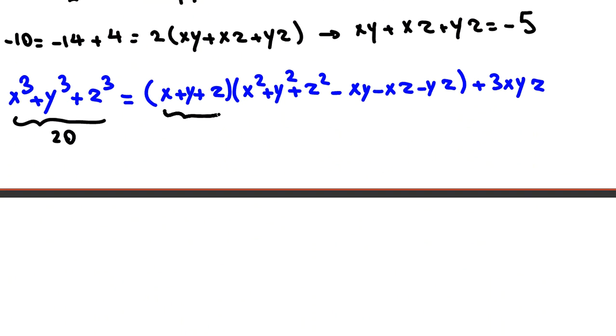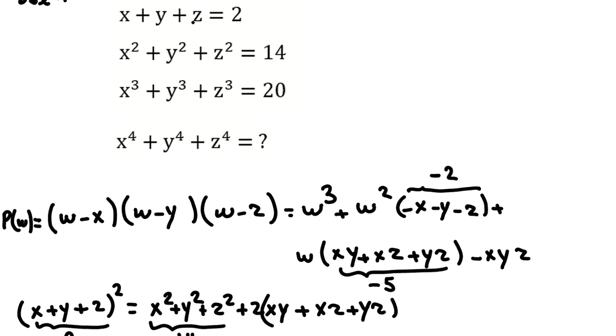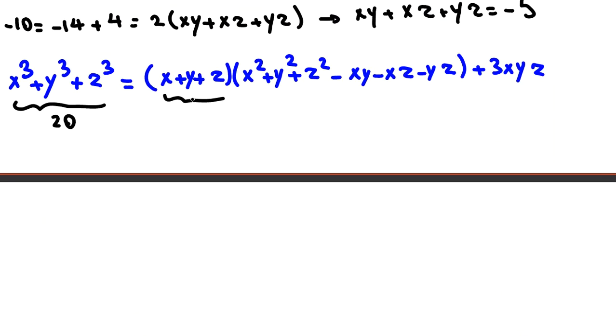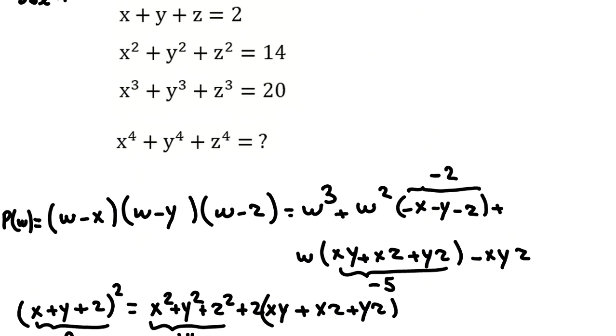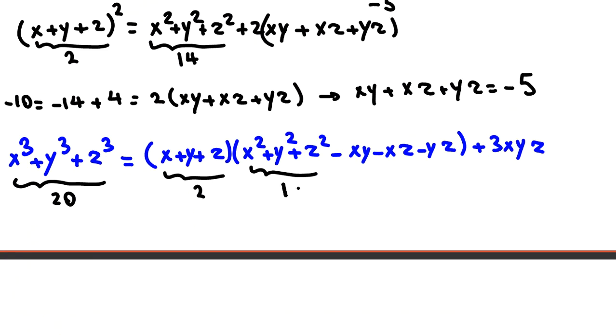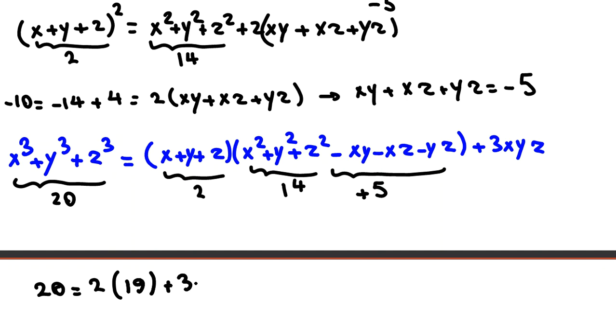x plus y plus z is what? It is 2. So I replace it with 2. x squared plus y squared plus z squared is what? 14. Negative xy, negative xz, negative yz will be negative of negative 5, which is plus 5. So here it will be 20 equal to 2 times 14 plus 5, that is 19, plus 3xyz. So I can say 20 equal to 2 times 19, 38, plus 3xyz.